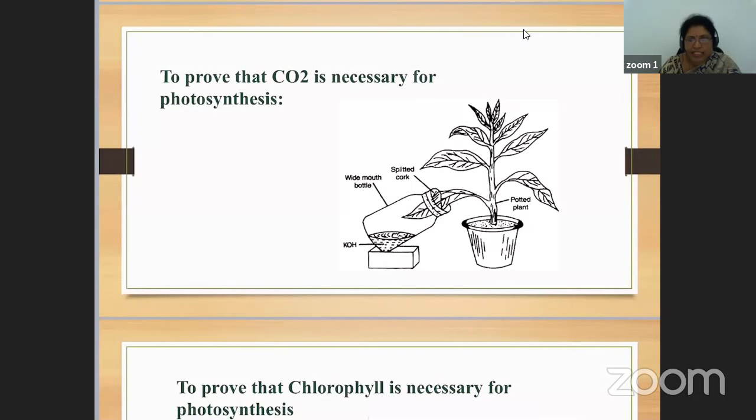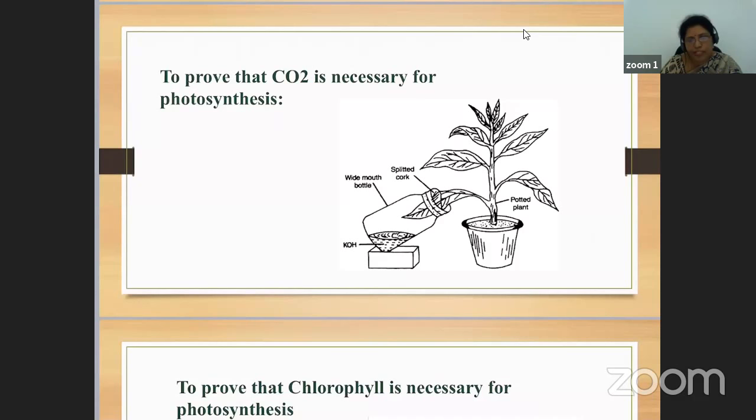So in this setup, first of all, the plant is kept in dark for 2 days. Why is it kept in dark? So that photosynthesis does not occur and whatever starch is present in the plant is used up. Then the entire setup, as shown in the figure, is kept in sunlight. After some time, the leaf is separated from the plant and tested for starch.